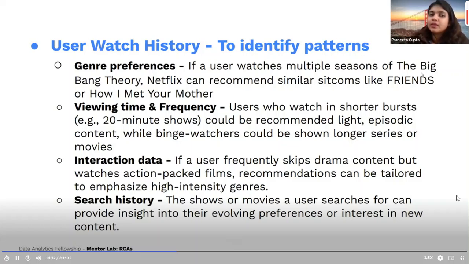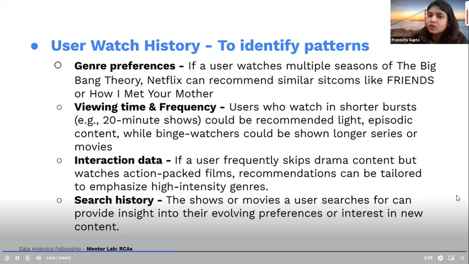Similarly, if I have watched the whole of Big Bang Theory, then Netflix should recommend similar sitcoms, whether it is Friends or How I Met Your Mother. Those kinds of things. Then we spoke about viewing time, which somebody had suggested. That is correct. Here, if I am watching in short bursts only, like when I'm eating food, for 15 or 20 minutes, then what Netflix can propose to me is smaller content.